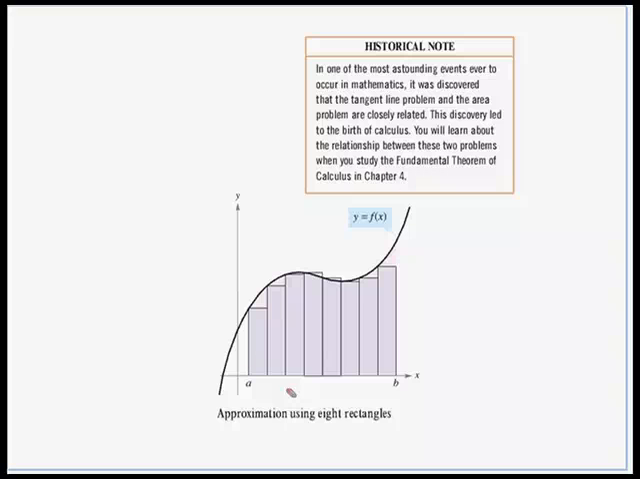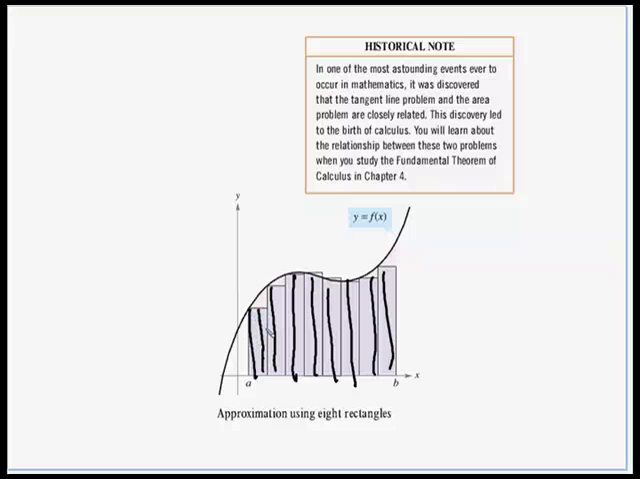So if we use 8 rectangles, we're better. What if we used 16 rectangles? Cut each of these in half again. We'd have an even better estimate of the area under that curve. And if 16 is good, then cut all those in half and we'd have 32. The idea here is the more rectangles, the better the estimate.